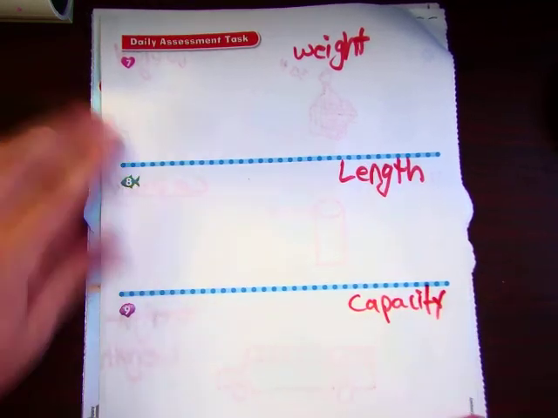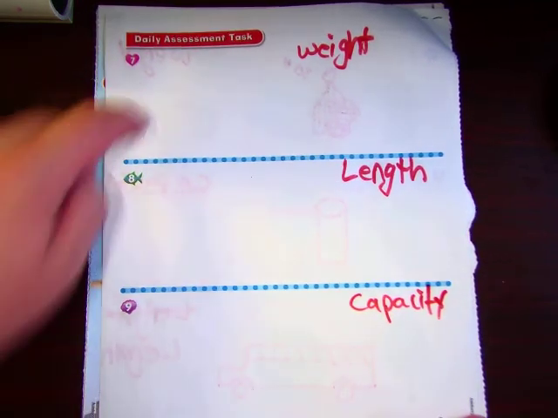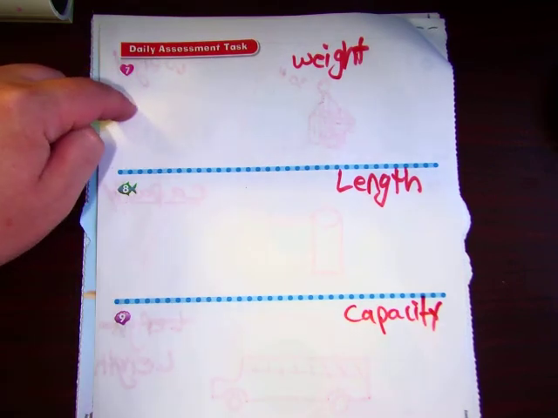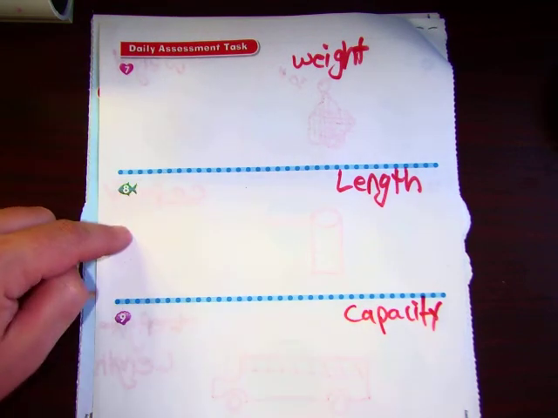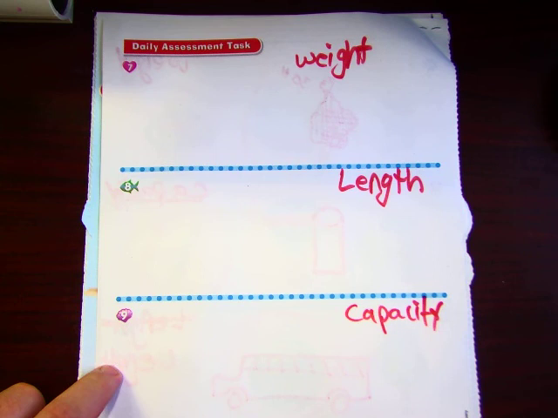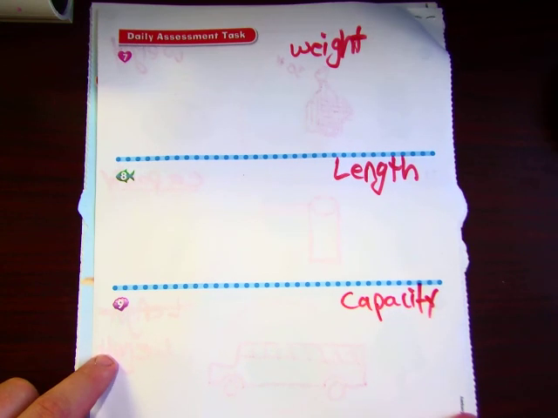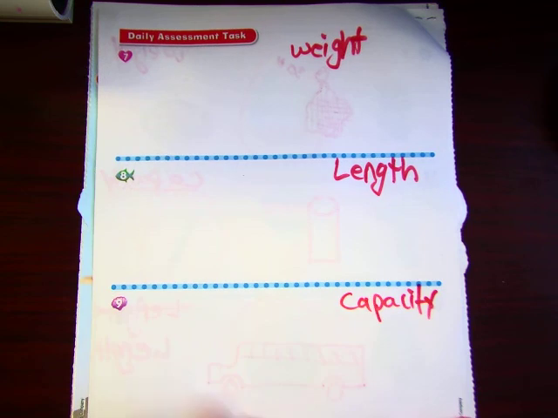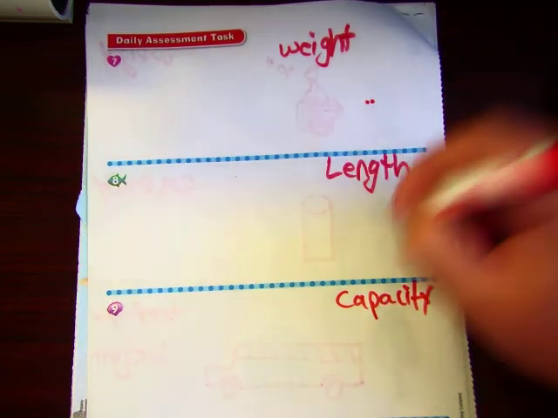Okay? All right, you draw pictures, come up with your own ideas. Draw something that you would weigh. Draw something that you would find out how long it is. And then draw something that you would find out how much it can fit or how much it can hold. Okay? All right, do this by yourself. Come up with your own ideas. Do all 3, weight, length, capacity.